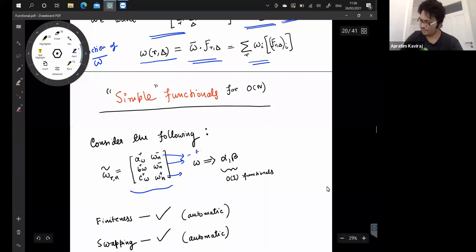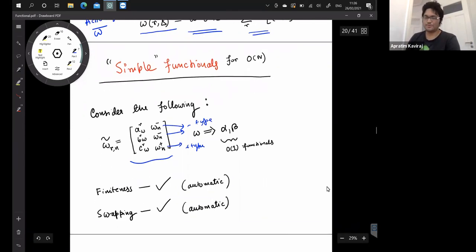So minus type, plus type, and with certain respective coefficients, A, B, and C. So if you have them, you already know the components. You just have to fix these coefficients. So how do you want to fix them? Let's see how you want to fix them.